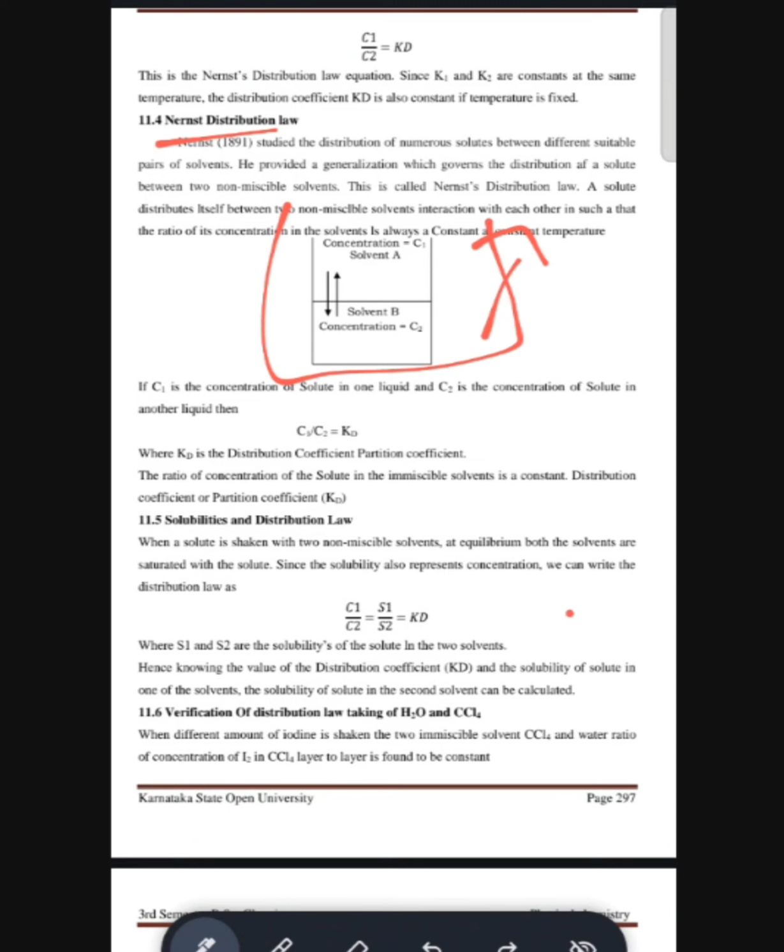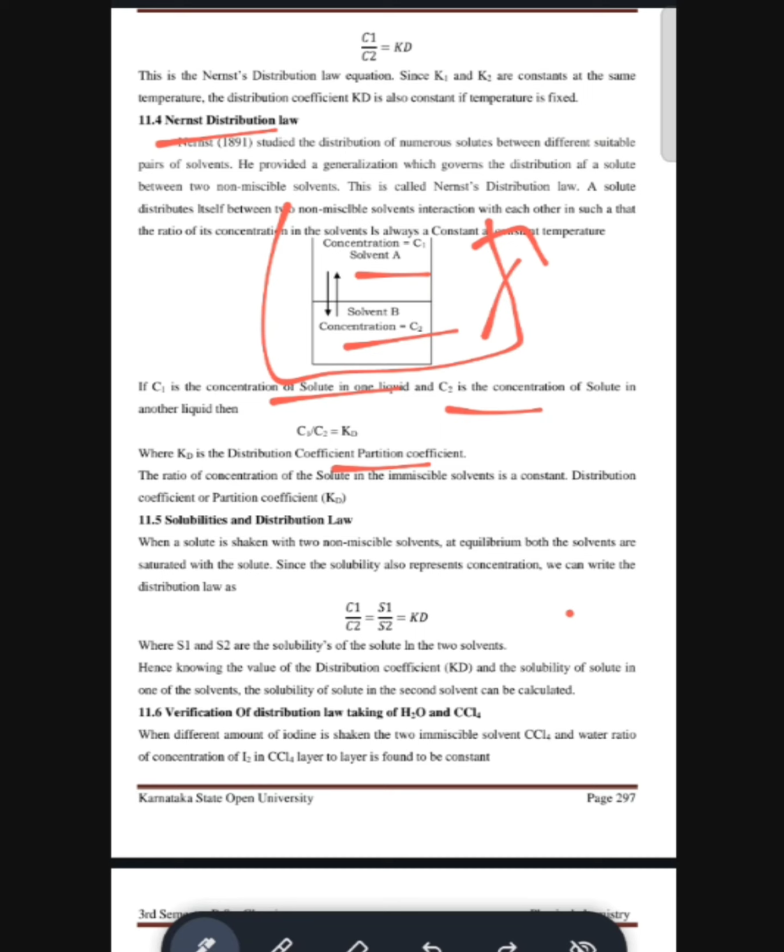So here, a solute distributes itself between two non-miscible solvents that do not interact with each other, such that the ratio of its concentration in the solvents is always constant at constant temperature. So if C1 is the concentration of the solute in one liquid and C2 is the concentration of the solute in solvent B, then C1 by C2 is equal to Kd. That is the distribution constant. Kd is the distribution coefficient, or partition coefficient. So the concentration ratio will be constant when it is added.